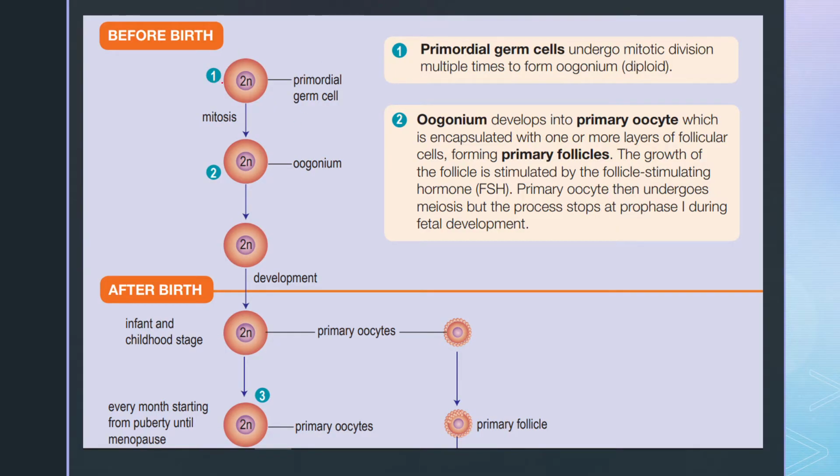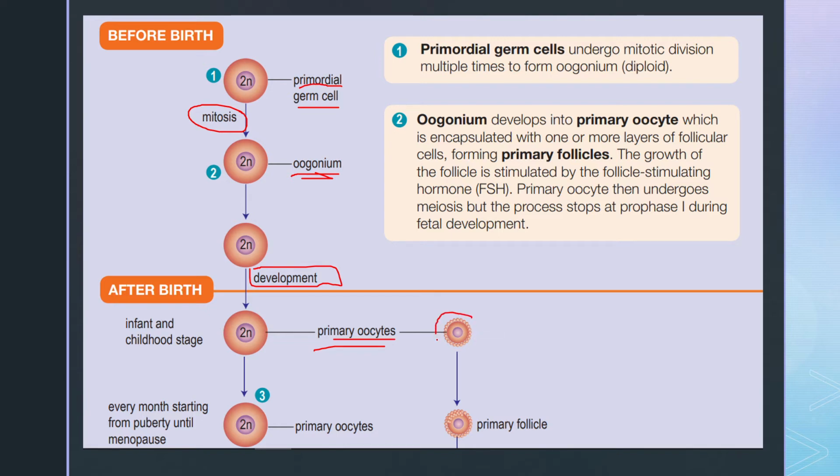Okay, one by one. First we mention the primordial germ cells, and that is 2N. What happens is that it will undergo mitosis many times, and hence forming this oogonium. Since this is mitosis, that means oogonium is also 2N. Oogonium continues to develop into another cell which we call the primary oocyte.